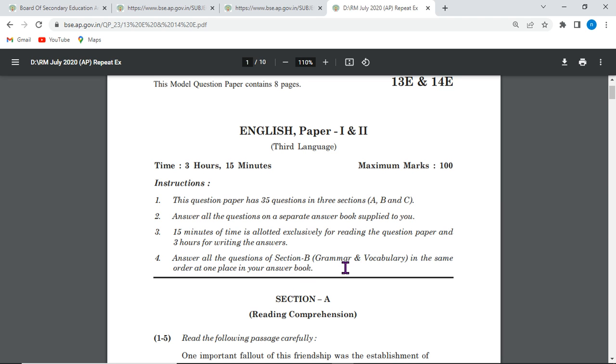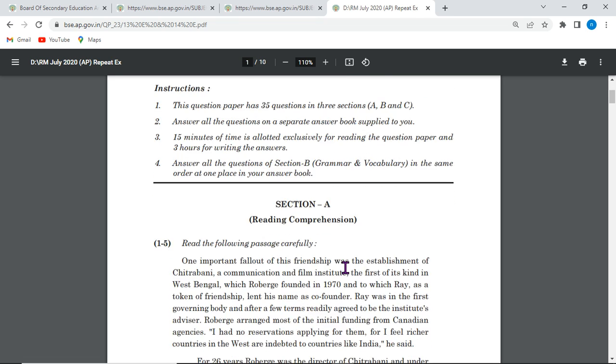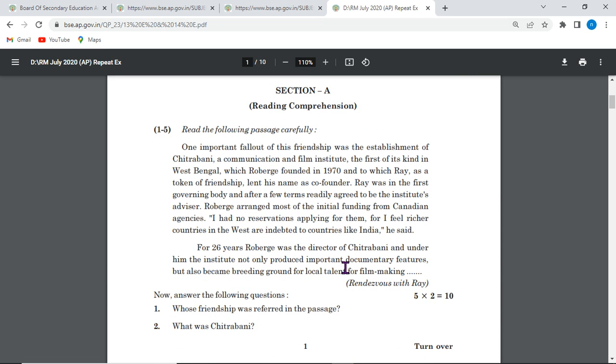So let us now go through the section A contents. So dear students, can you all understand the instructions clearly? Now let us go to section A, which is meant for reading comprehension. So మనకి 1 to 5 లో ఒక passage.